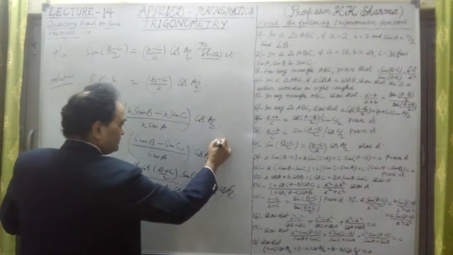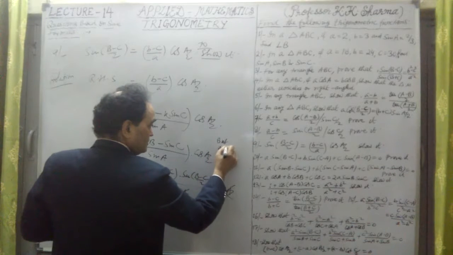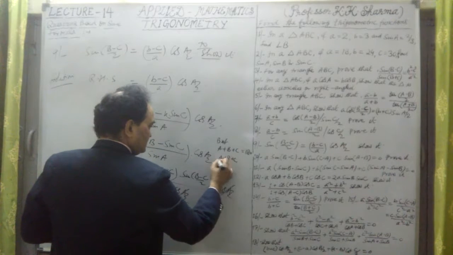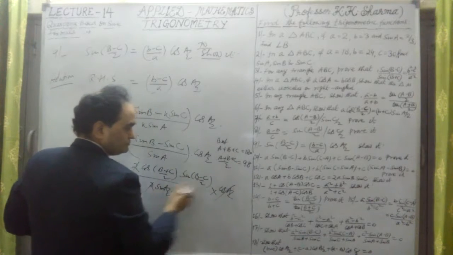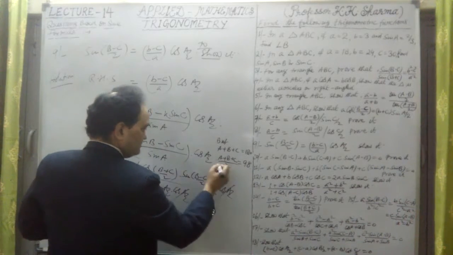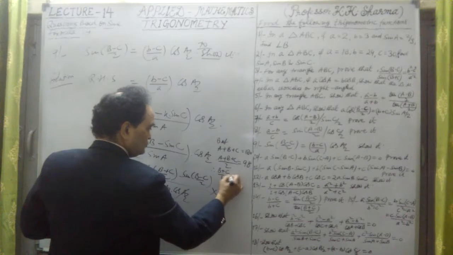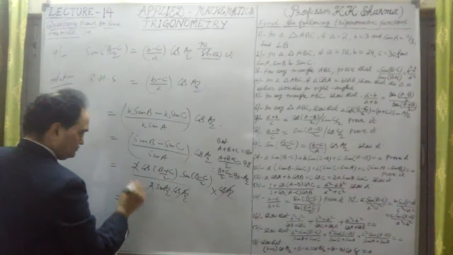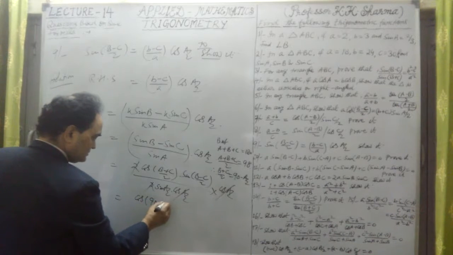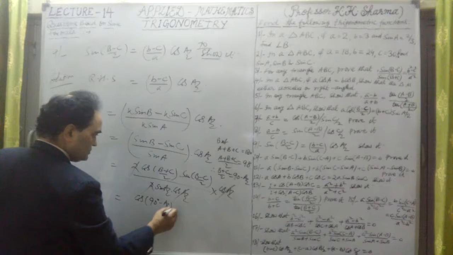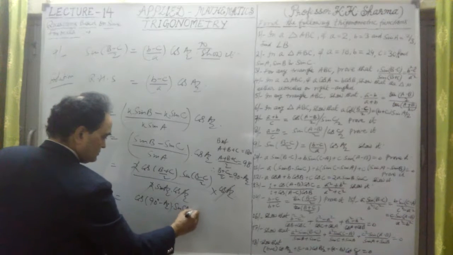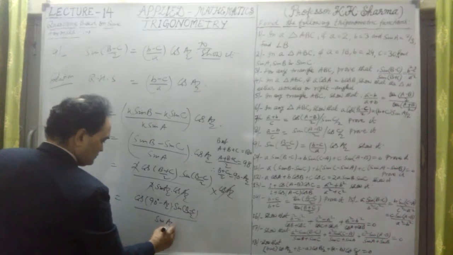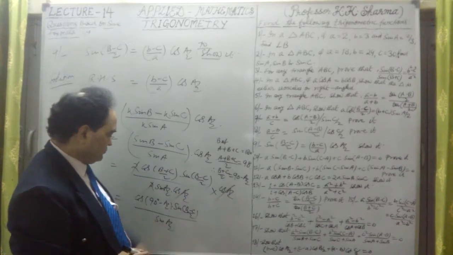But again, a plus b plus c is equal to 180 degree, or (a plus b plus c) by 2 is equal to 90 degree. Therefore, (b plus c) by 2 is equal to 90 minus a by 2. We can substitute this in place of (b plus c) by 2. This is cos of (90 degree minus a by 2) into sine (b minus c) by 2 whole divided by, now left over value is sine a by 2, because cos a by 2 and cos a by 2 cancel out.